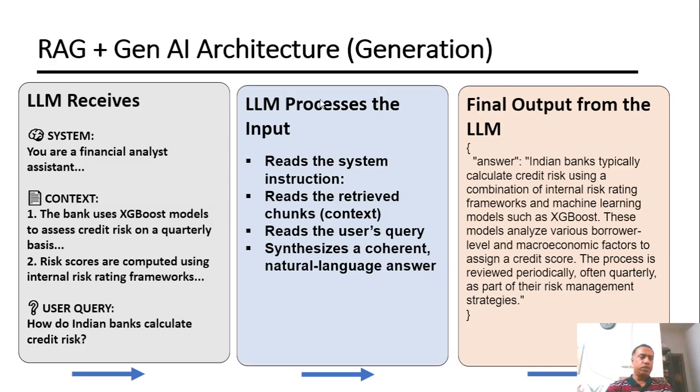Now we are in the generation phase. The LLM receives the system instruction, which is you are a financial analyst, plus it receives the context, all the five chunks, plus the user query. The LLM processes the input, reads the system instruction, reads the retrieved chunks, reads the user query, and synthesizes a coherent natural language answer. So you get your final output, which is what is seen by the end user.